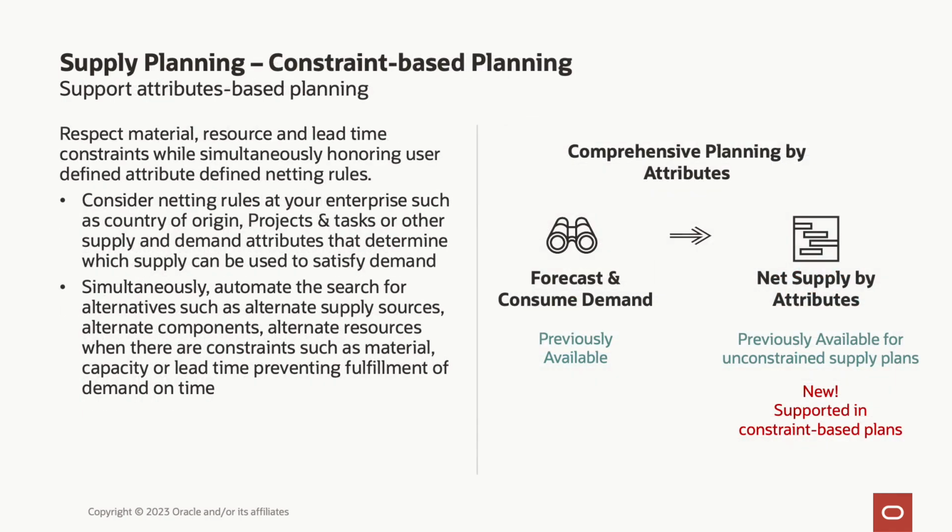Flexibly planning your supply chain considering many layers of constraints and attribute matching rules increases your ability to plan accurately and increase fulfillment metrics. This feature, previously available only in unconstrained plans, is now available in the constrained planning mode as well, that allows the system to automatically select alternate sources, resources, substitute components, and end items when there are material capacity or lead time issues to meet demand on time.